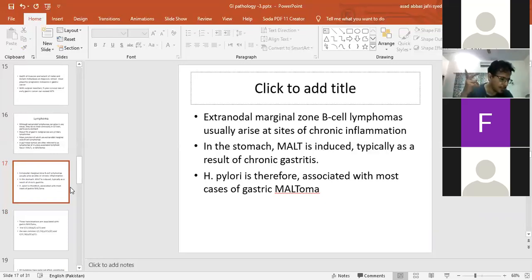Now, if you remember in general pathology, the only bacteria that we knew was established to be oncogenic was Helicobacter pylori. So Helicobacter pylori is a precursor, or a predisposing factor, or a risk factor for two gastric tumors, adenocarcinoma of the stomach and gastric lymphomas. In the stomach, maltoma or MALT lymphoma is induced typically as a result of chronic gastritis or chronic Helicobacter pylori infection.